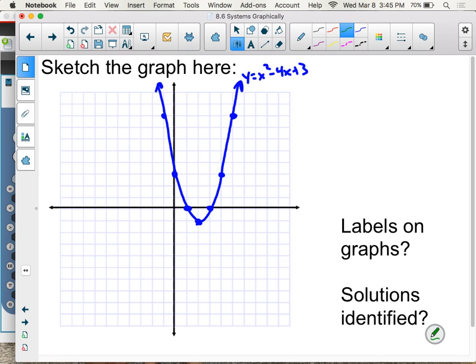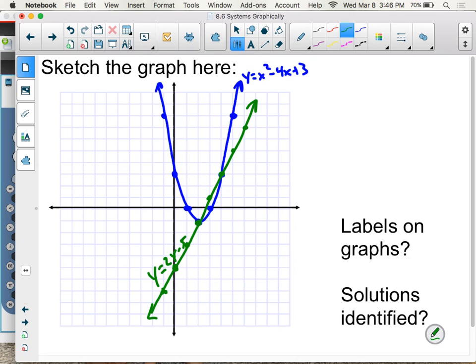And the other one was the line y equals 2x minus 5. So that had a y-intercept of negative 5, and then a slope of 2, up 2 over 1. There's one of my solutions, and there's my second solution. We'll go down 2 into the left one a little bit. So there's my green line. y equals 2x minus 5.